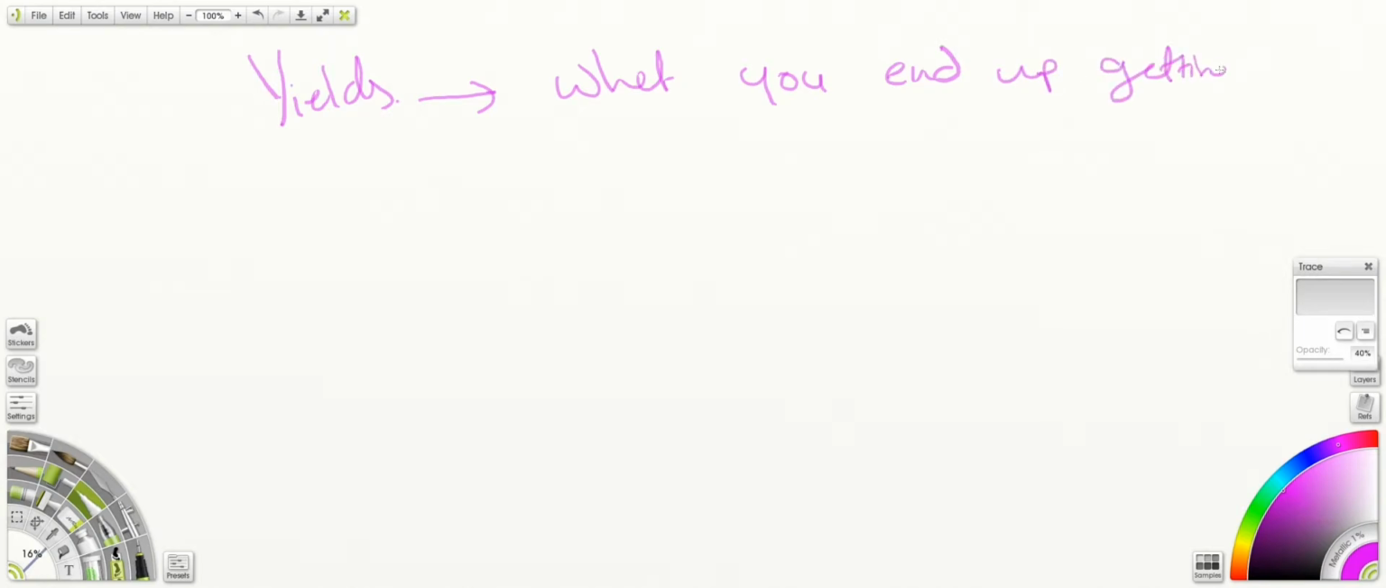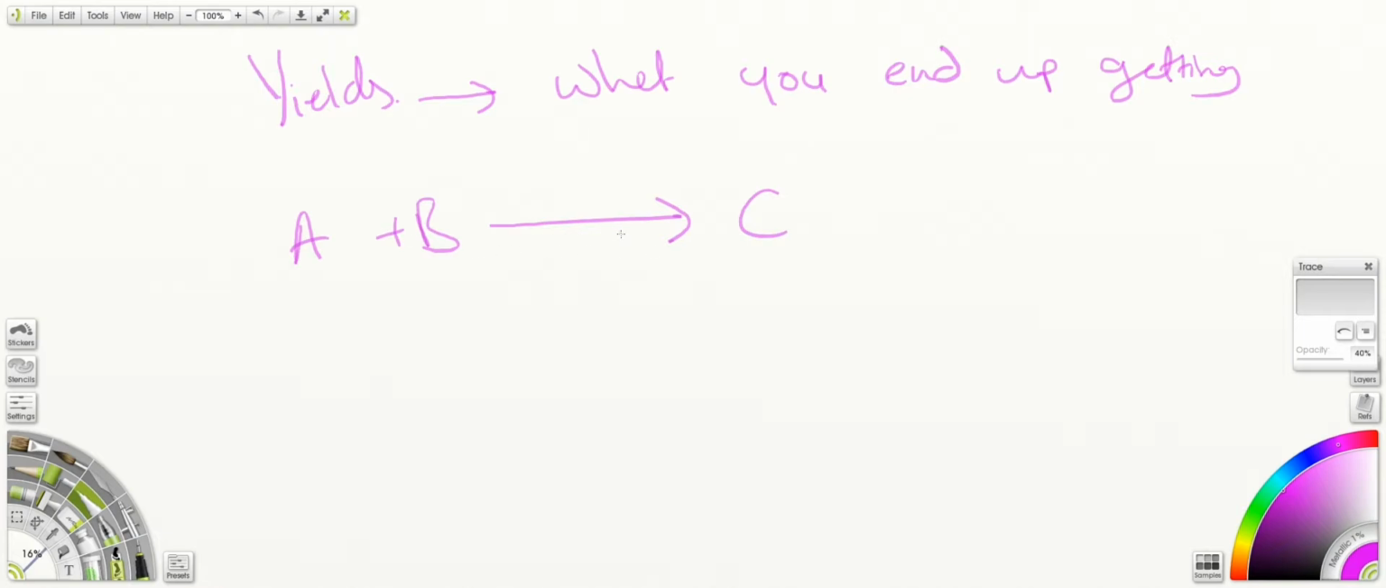So next I'm going to go on to yields. Okay, I'm going to do this in one video because it's quite simple. Now with yield, the yield is what you get out, so what you end up getting. Right, now in a chemical reaction, when you got A plus B, whatever A and B is, you want to get C, right?